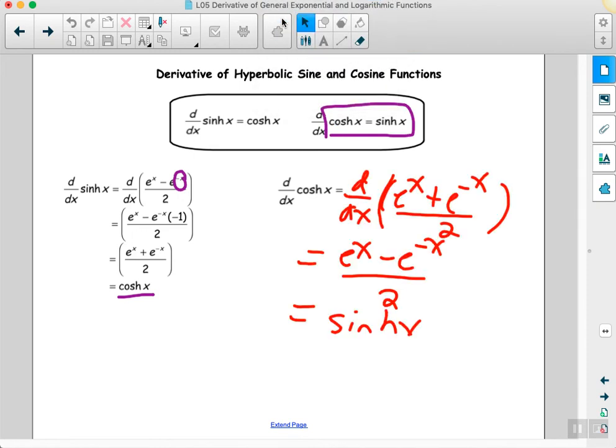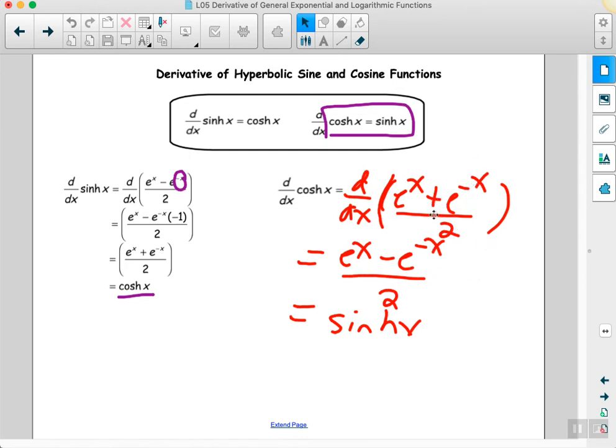All right, now we're back to continue talking about it. I think this is probably one of the easiest derivatives we've looked at in the past couple of days. D by dx of hyperbolic cos, and hyperbolic cos is e to the x plus e to the negative x all over 2. The derivative of e to the x is e to the x. The derivative of e to the negative x is negative e to the x.